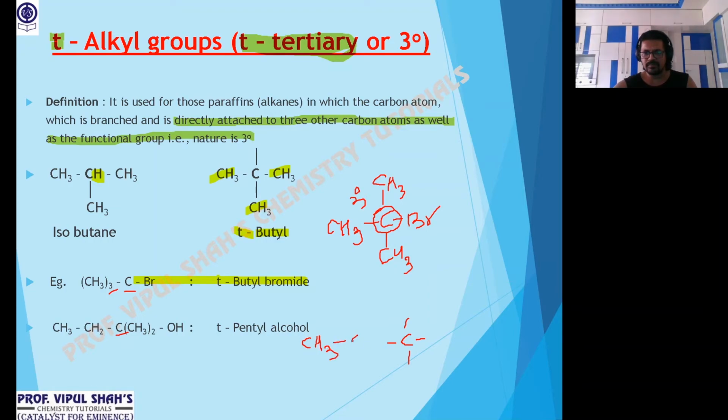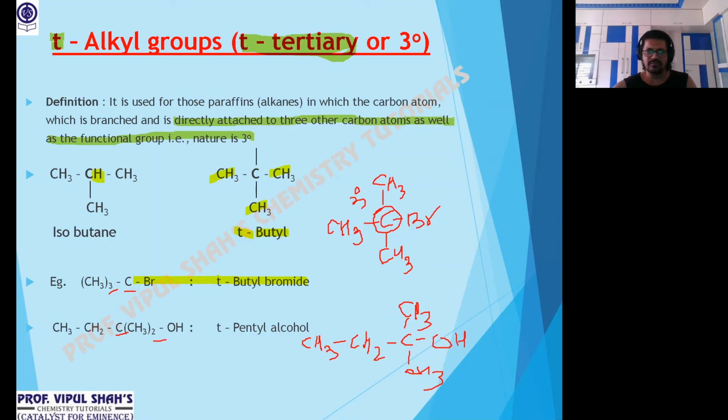CH3, CH2. Then there is CH3 twice, meaning on this carbon, 2 valencies are CH3. Up and down, 1 as well as down. And then there is an OH attached.